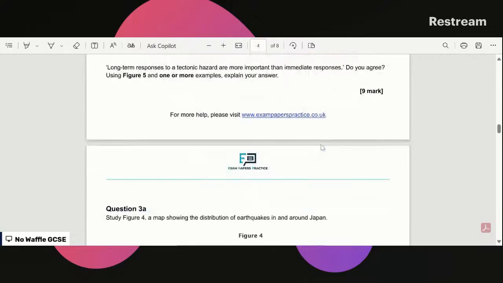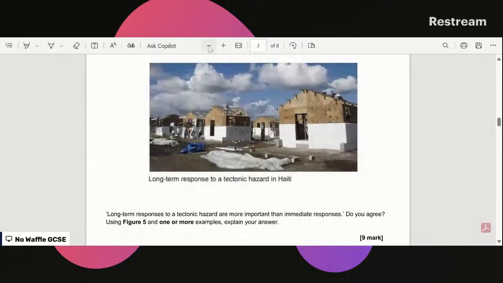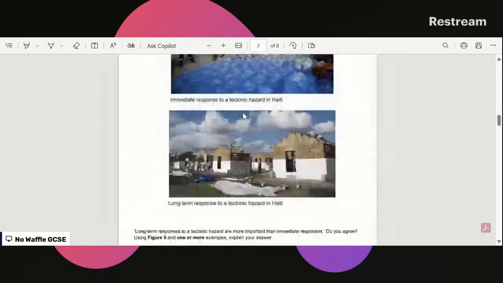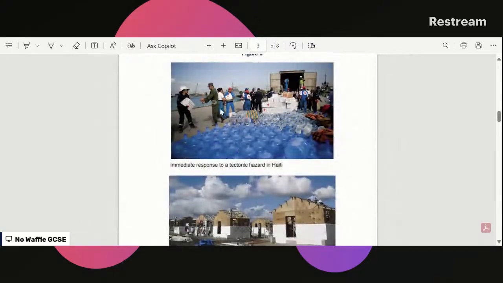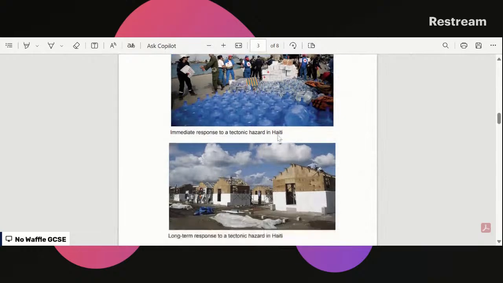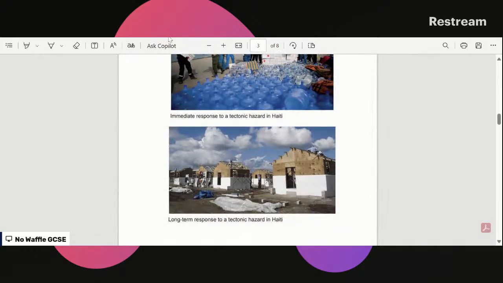So let's explain our answer. Let's talk about things that we can now say. Sorry, I'll show you the pictures because you clearly didn't see them. So you got the first one, which is immediate responses to a tectonic hazard. You got the Red Cross. The second one, which is long-term responses, the construction of houses.